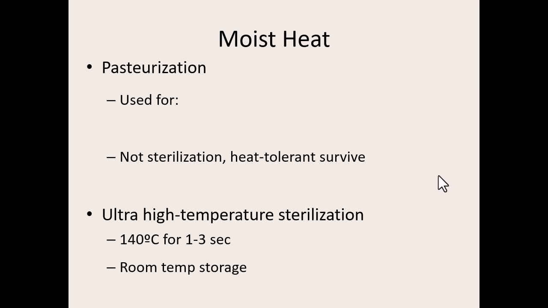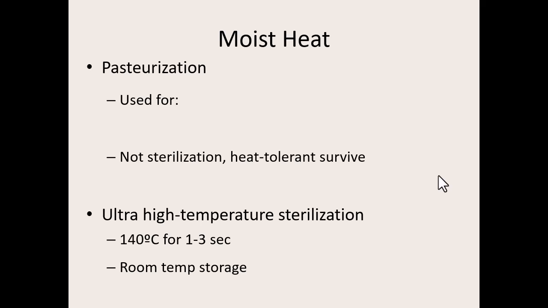fecal matter everywhere with cows. They try to clean everything, but it's fecal matter everywhere. But stuff's in your milk. It can make it through the pasteurization process. Again, the idea is that it kills most things, but we still have to refrigerate milk.